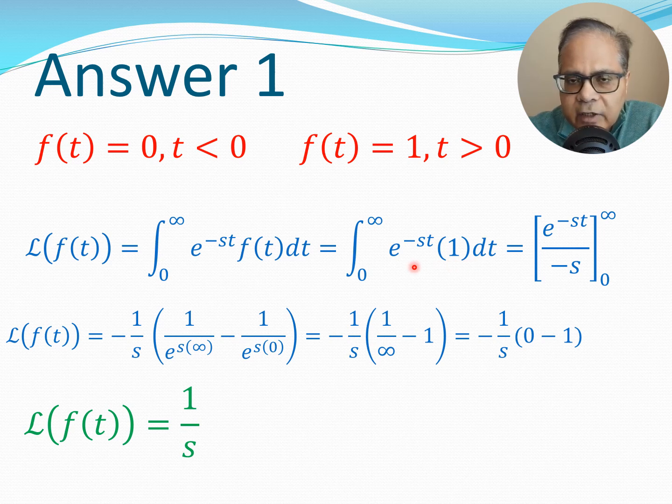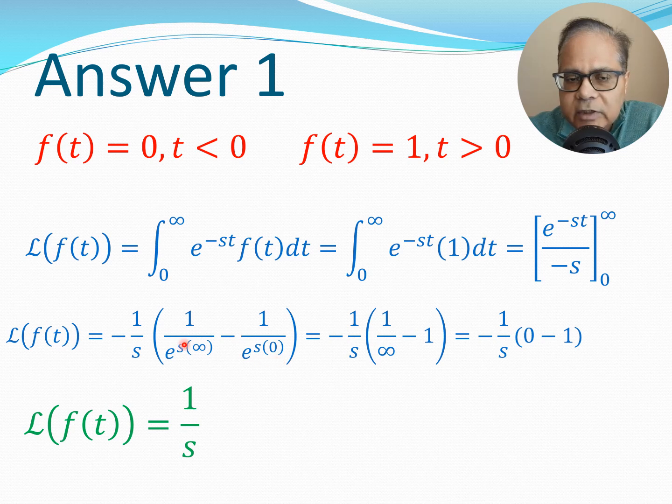Now of course I can very quickly do the integration for this function. So it's going to be e to the power minus st divided by minus s, and the bounds are 0 to infinity. Now we need to figure out the values of this particular quantity in this bound. What we can do is remove the portion 1 by negative s outside. So we bring minus 1 by s outside, and so inside this we have 1 by e to the power s into infinity, and then minus 1 by e to the power s into 0.